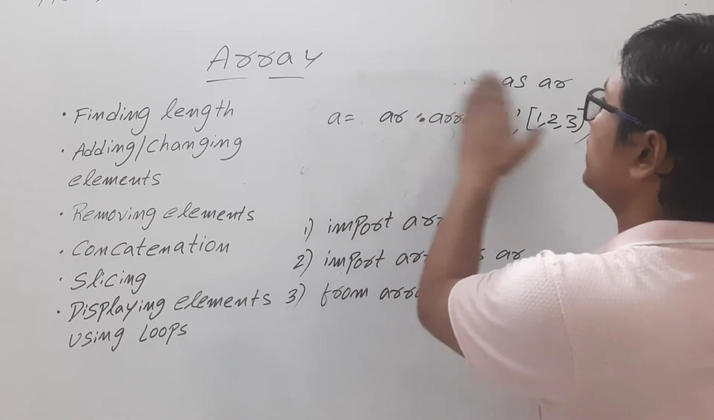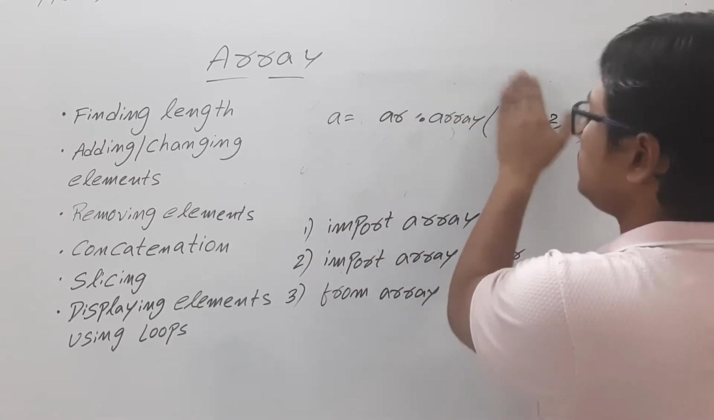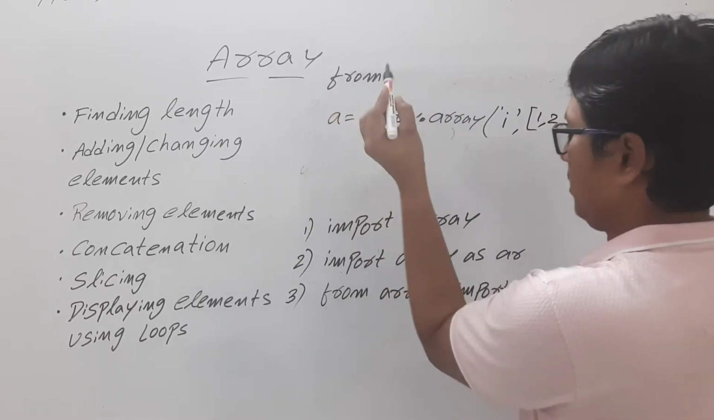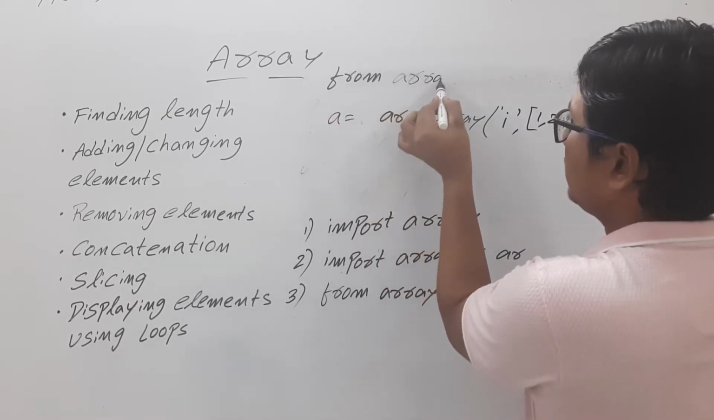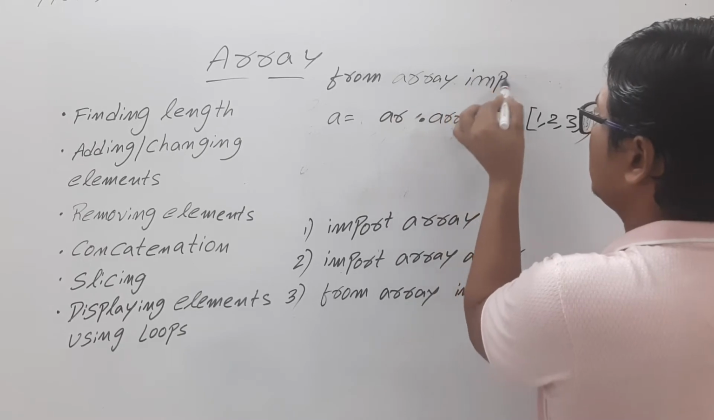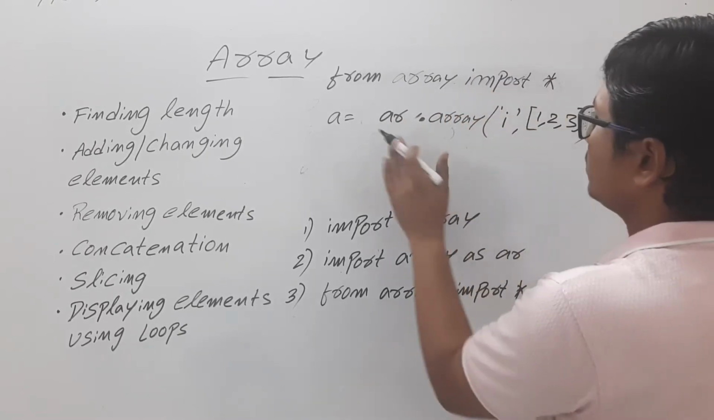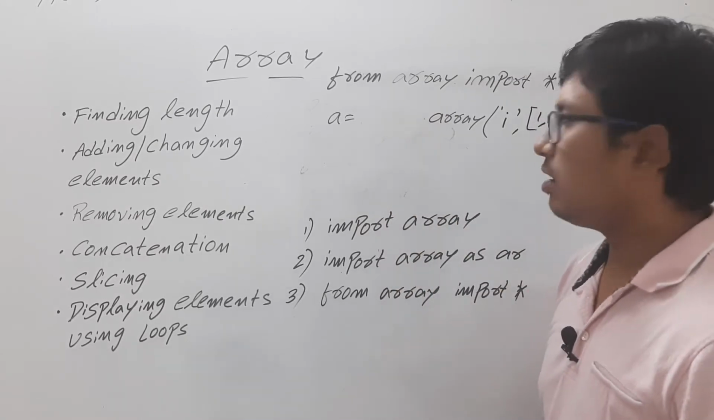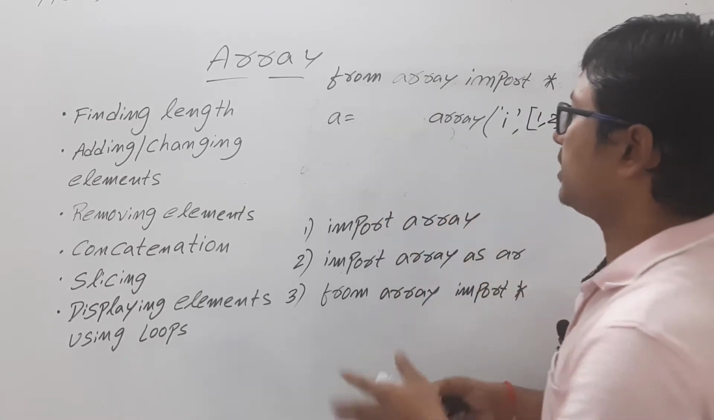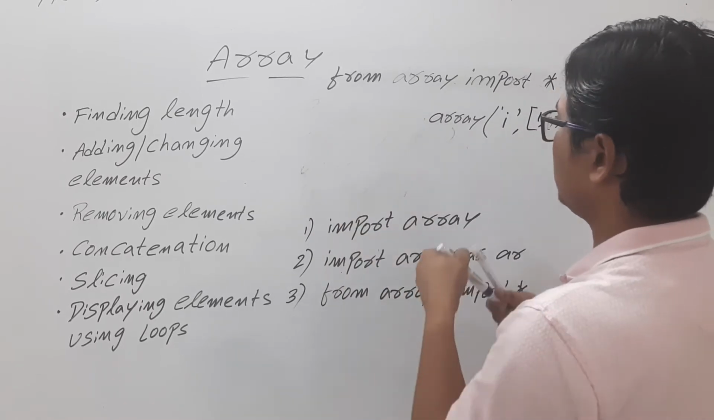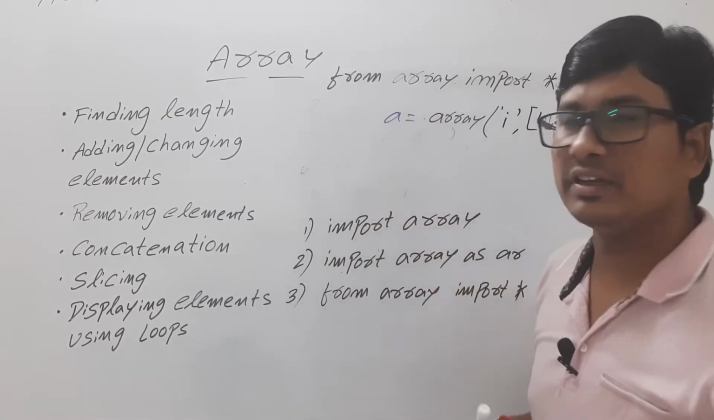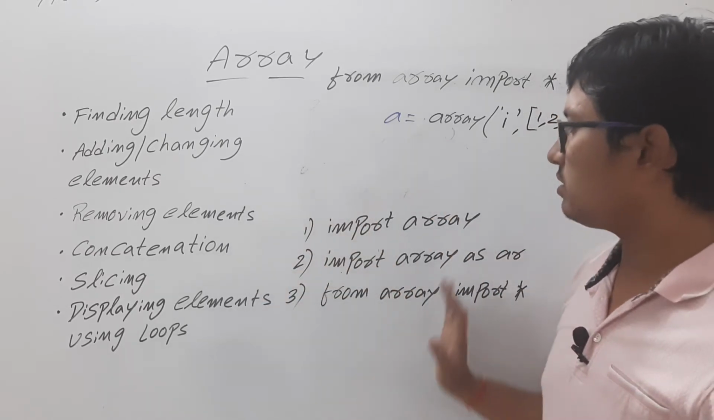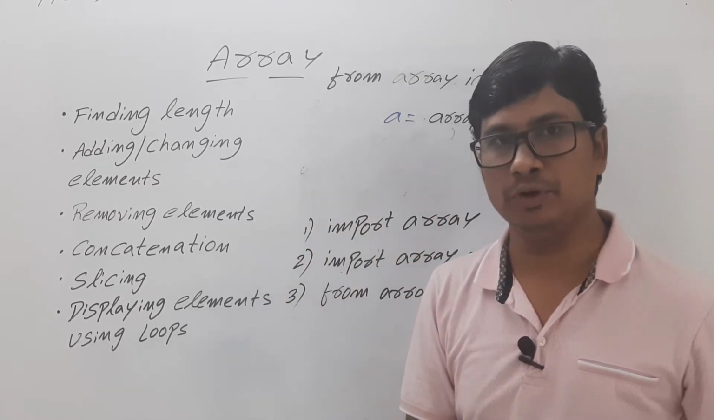What is the third way? From array import star. In that case, you need not use the aliasing or the dot operator. Directly you can write, but here A should be there. Is it clear? So you just need to specify the constructor, the data type, and the list of elements. So these are the three ways you can import the array module.